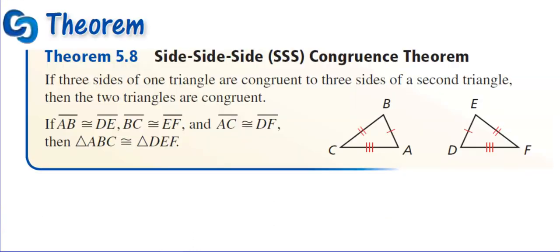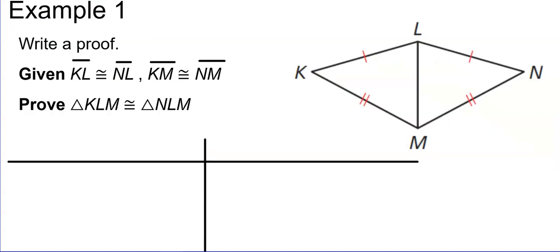All right, so as you probably assumed, SSS means side, side, side. So it's kind of a duh theorem, because if all the sides match up and are congruent, then the triangles are congruent. One of the more obvious ones.